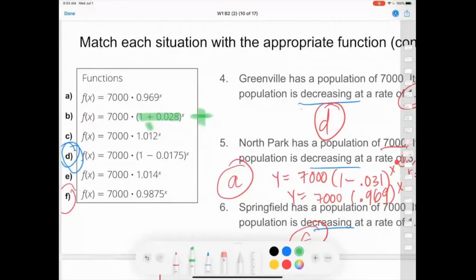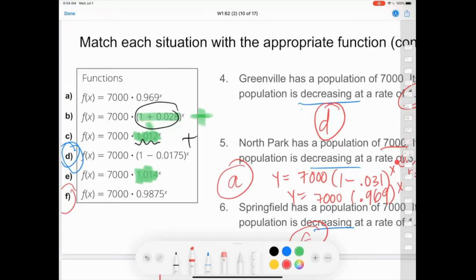I know that C is also increasing because your b value, so all of these are b values, this b value is bigger than 1. Like if I actually add the numbers from this one here, that's going to be a number bigger than 1. It's going to be 1.028. So if the b value is bigger than 1, it's going to be an increasing function. Like this one, 1.012 is obviously bigger than 1. It's increasing. And then the last one that's increasing is E. That's 1.014.